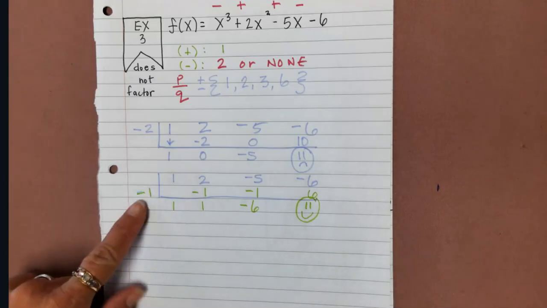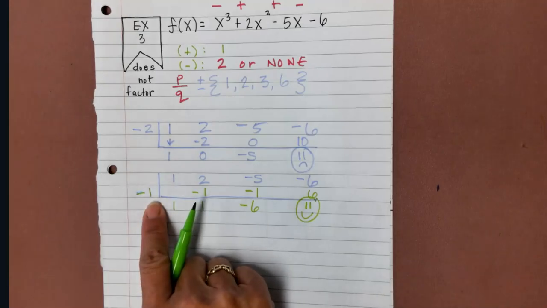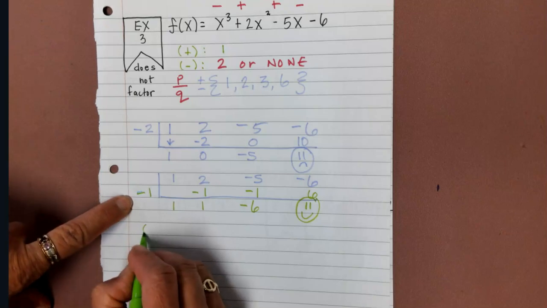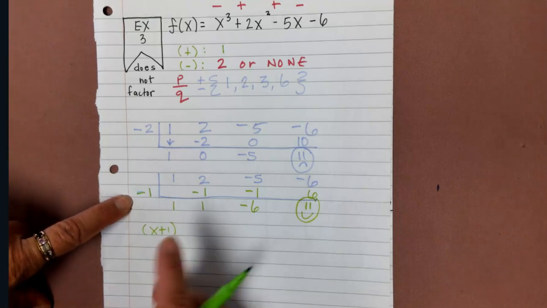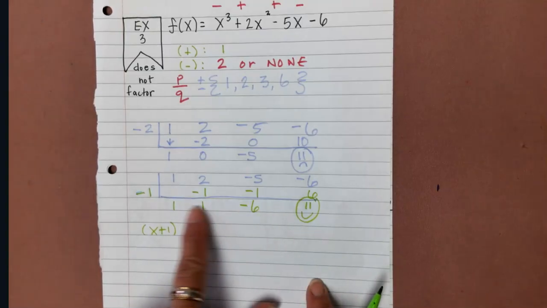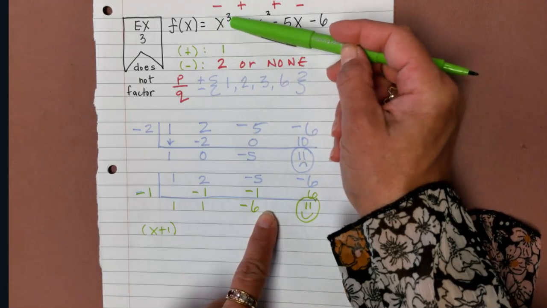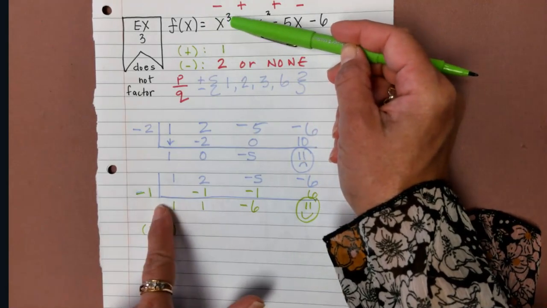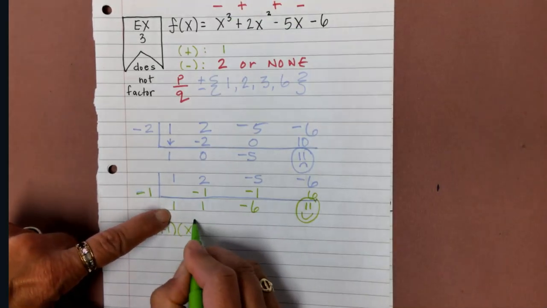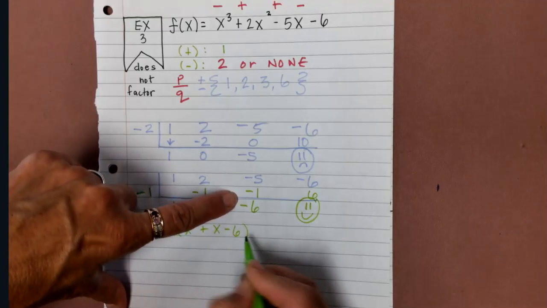So remember, it's always the opposite. -1 is for sure an answer, but the factor that matched this was x plus 1. Remember, that's a factor. Remember, we also talked about how this is now a factor. This started with a degree of 3. This is going to have a degree of 2. So this is going to be x squared plus x minus 6.